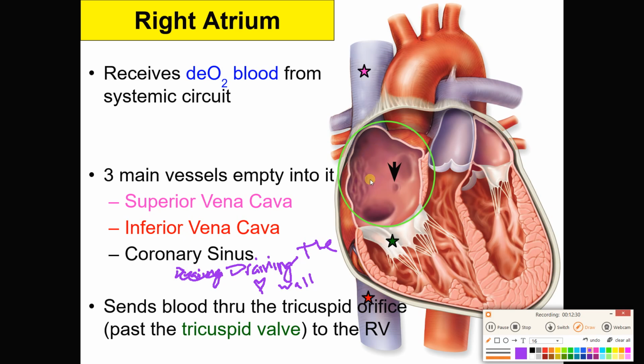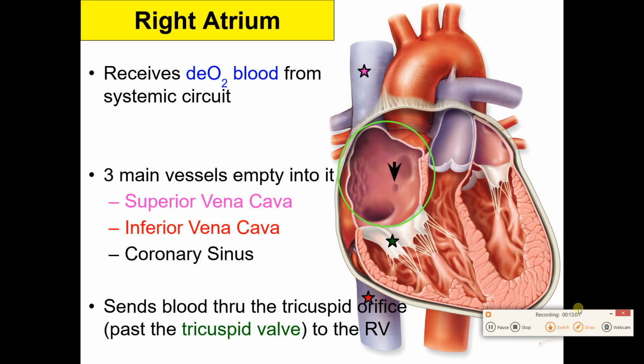All right, so that's how blood gets into the right atrium. Then blood goes down past the tricuspid valve, which is this guy here. Tricuspid means it has three flaps to it. 1, 2, 3. The valve is like the door, the opening is the doorway, and the opening is called the tricuspid orifice. And that's how we get into the right ventricle. All right, so that's some facts about our lovely right atrium.